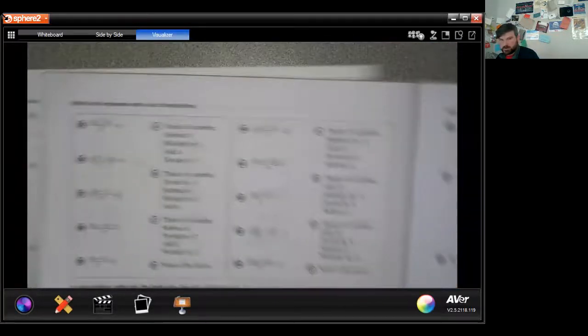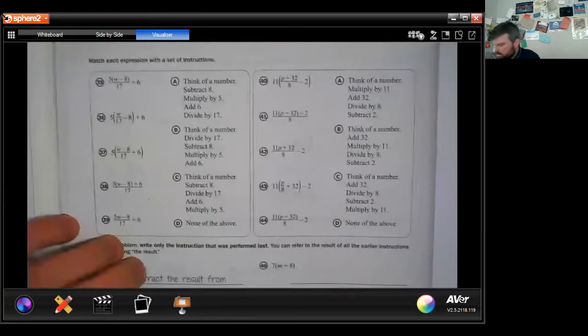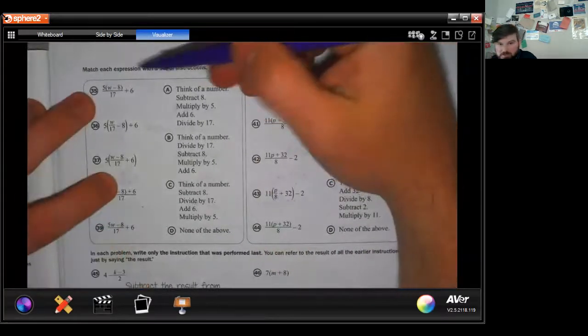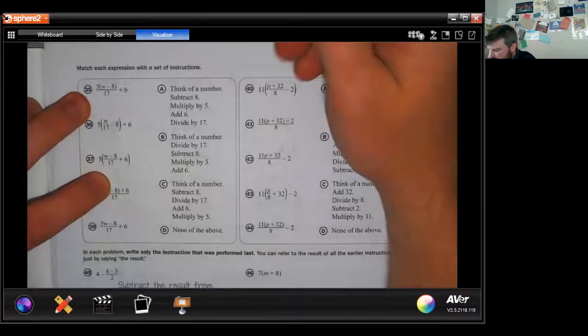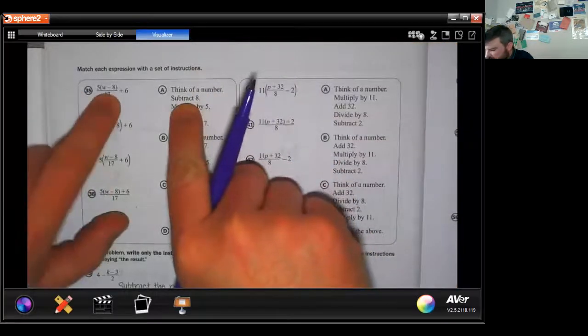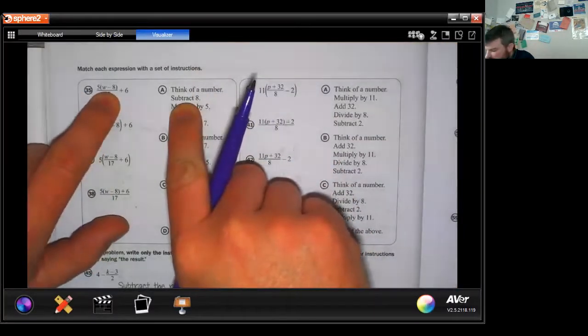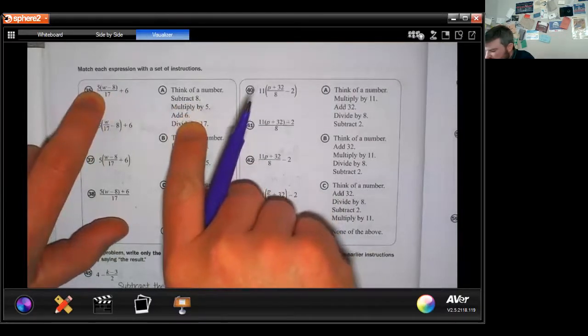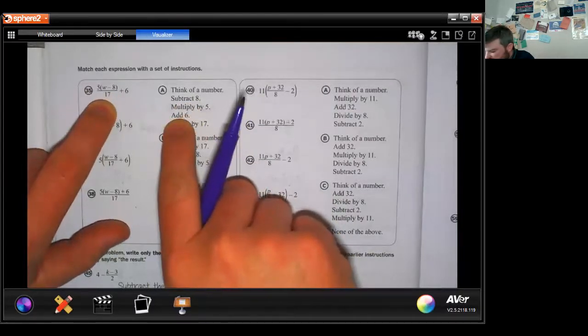All right, turn the page. On page 52, number 35 here at the top. This is more of just the matching. Match each expression with a set of instructions. Okay, think of a number, subtract 8. We subtracted 8. Multiply by 5. We did that. Divide by... oh, they added 6. Okay.